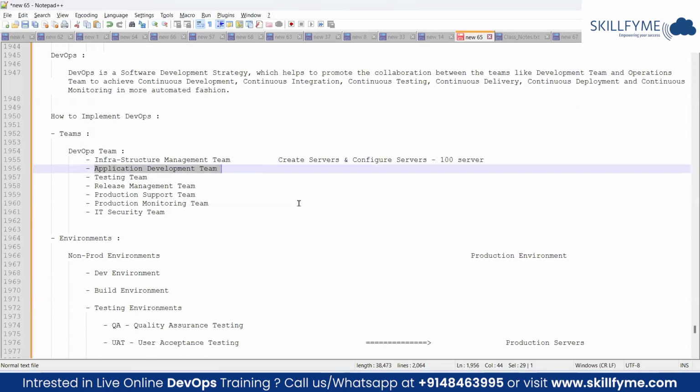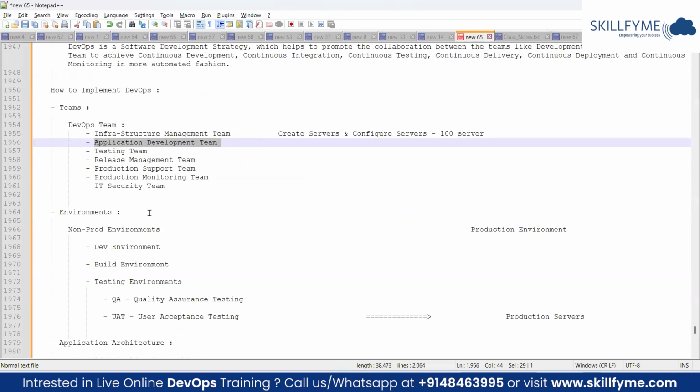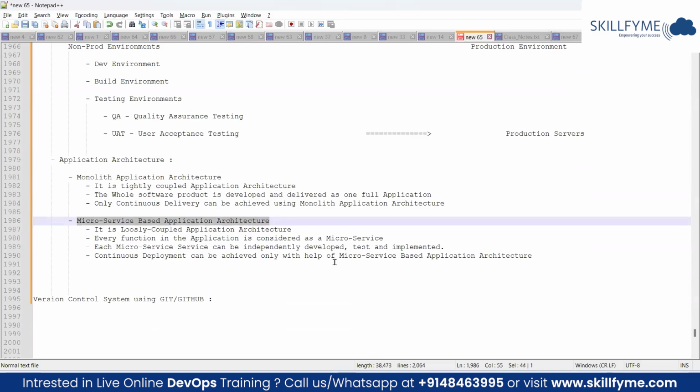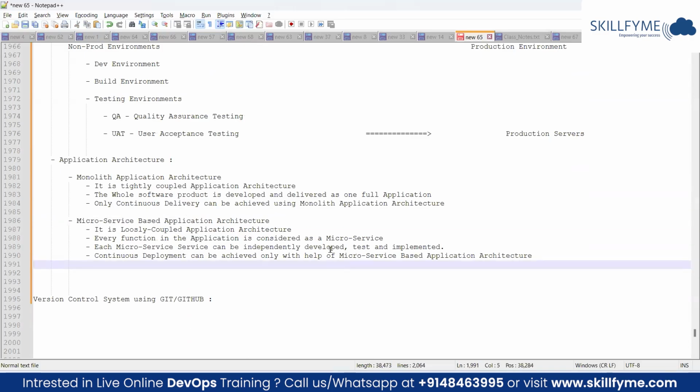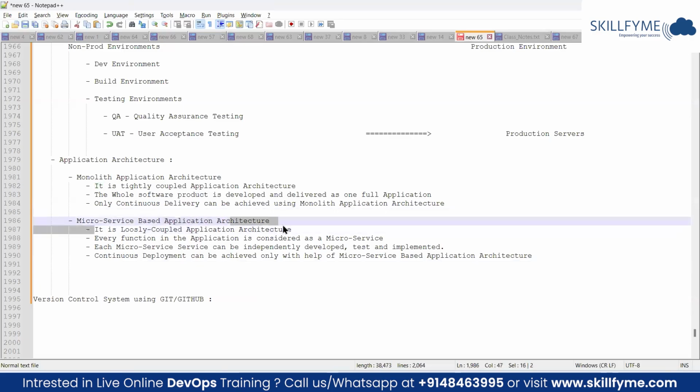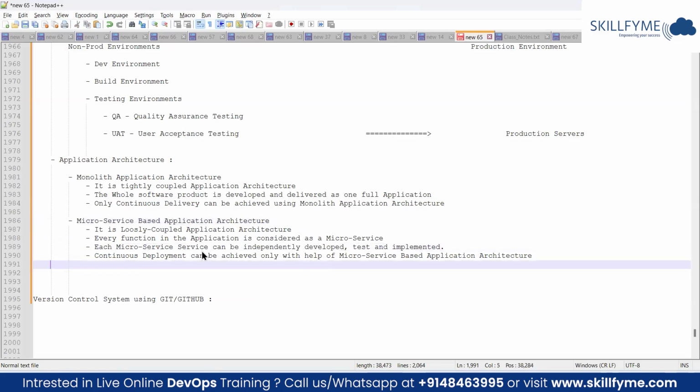In that AD team, we have application owners, application architects, and application leads. They are responsible for preparing the application architecture, considering all the dependencies, and splitting the entire application into various tiny modules for quicker development and implementation. A microservice application architecture is by default loosely coupled. The entire application is divided into various microservices, which can be independently developed, tested, and implemented to the production environment. To achieve continuous deployment, it is a must to have microservice architecture.